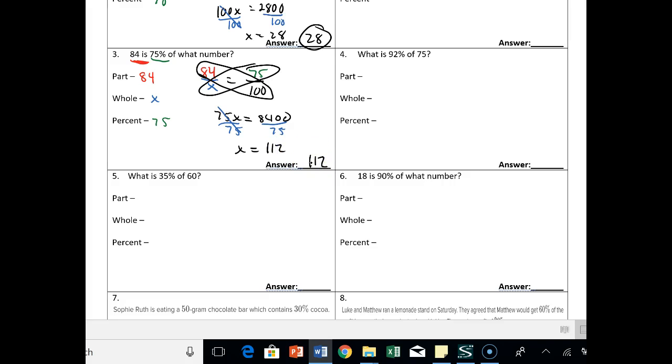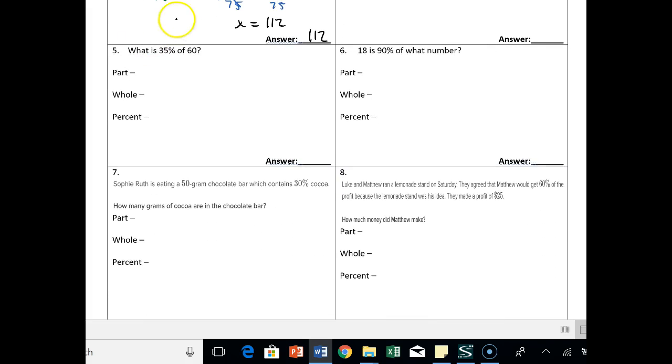112, and that makes sense, right? 84 is 75% of 112. 100% of 112 would be 112. 50% of 112 would be somewhere around 61, I think. So 84% being above 50%, above 61, and below 100% makes sense, right?